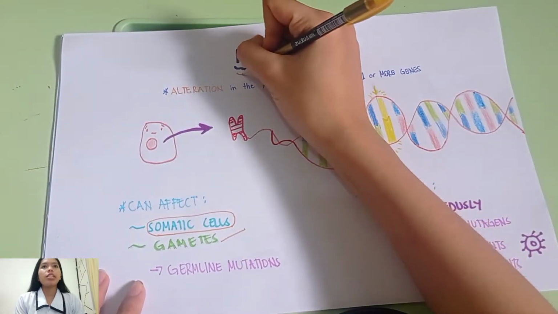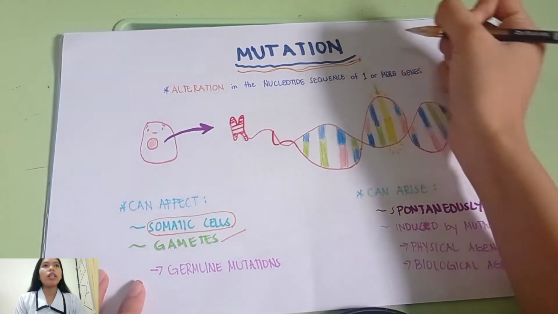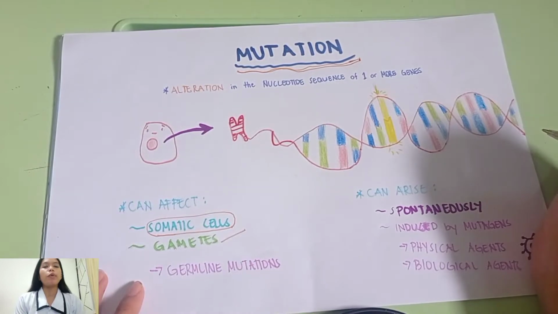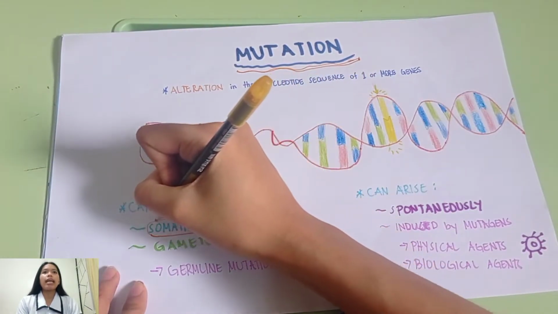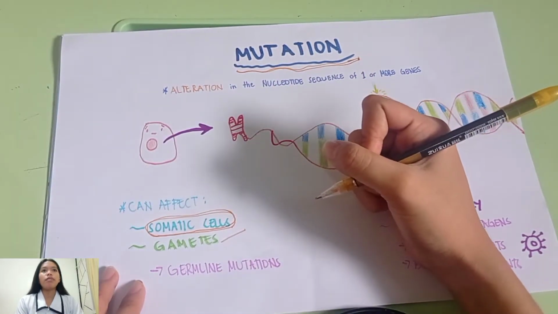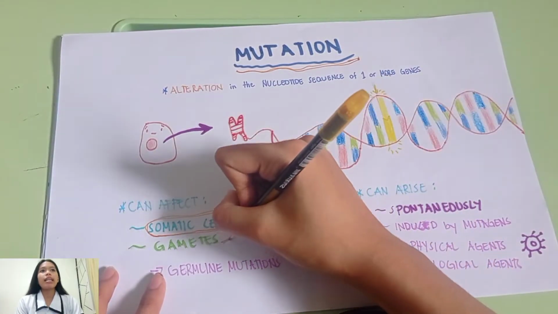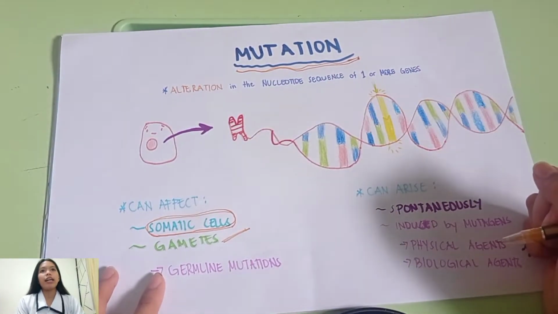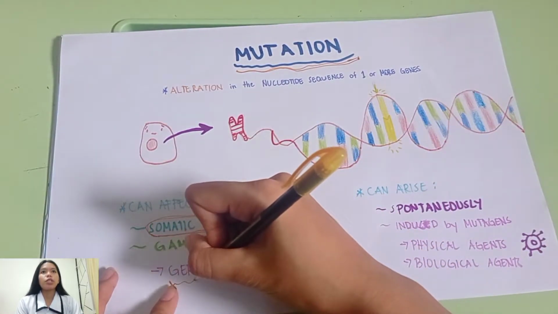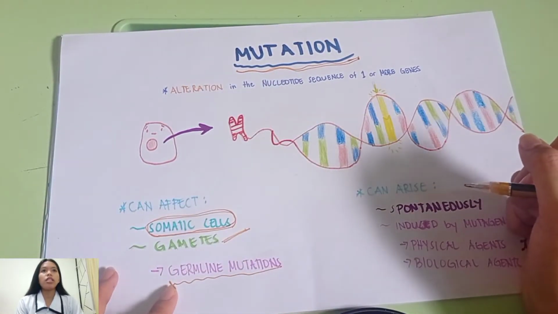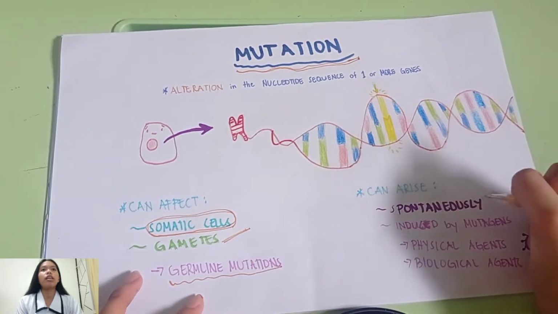Now, a mutation is merely a change in the nucleotide sequence of one or more genes, but it can also affect vast chromosome segments. These mutations can impact the chromosomes of somatic cells, or any cell in our body other than a gamete, or a gamete's chromosomes. Germline mutations are mutations in gametes that can be passed down to the following generation.